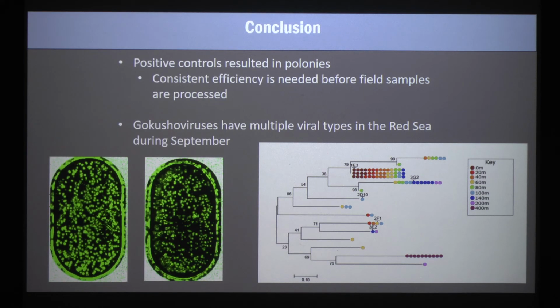Also, we did see a lot of diversity in September, which was really interesting. I have samples across 3 years, 4 different seasons at all of these depths. So along with their abundance, I'll also be looking to see how their diversity changes as the water column changes in the Red Sea.